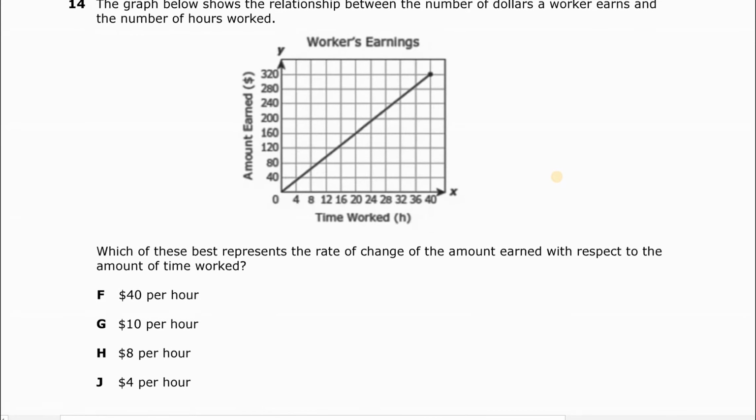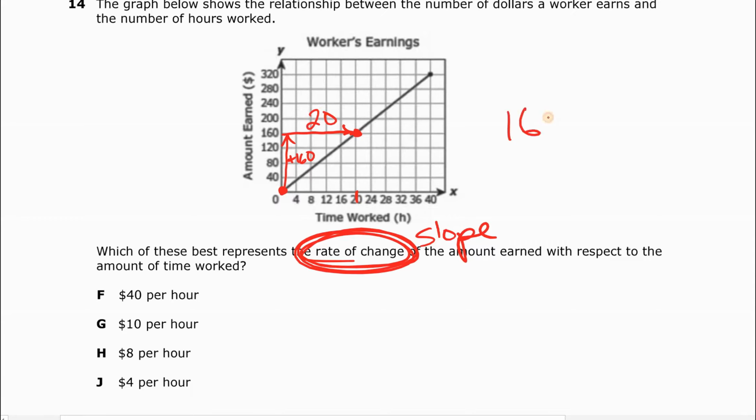Number 14, it just wanted the rate of change, which we know is slope. We see it started at 0, and then it doesn't really cross nicely until we get all the way up to here. So that's from 0 up to 160, plus 160, and then over from 0 to 20 is 20. So it rose 160, and it ran 20. So when we reduce that, we're going to see the zeros cancel, and that would just give us 8 as the answer there.